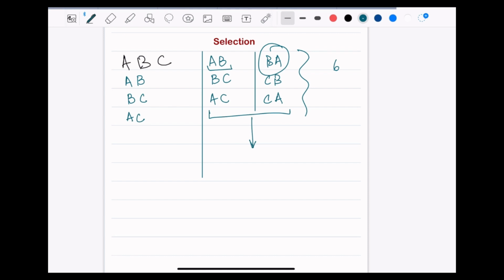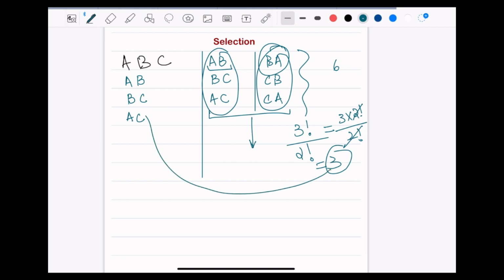So what we do here is we write 3 factorial, and since we see that these are repeated 2 times, we divide by 2 factorial, which gives you 3 times 2 factorial over 2 factorial. It cancels out, hence 3, which I referred to previously. So when it's all about selection, it's only whether the person has gotten into the team, the selection committee, irrespective of which position it is.